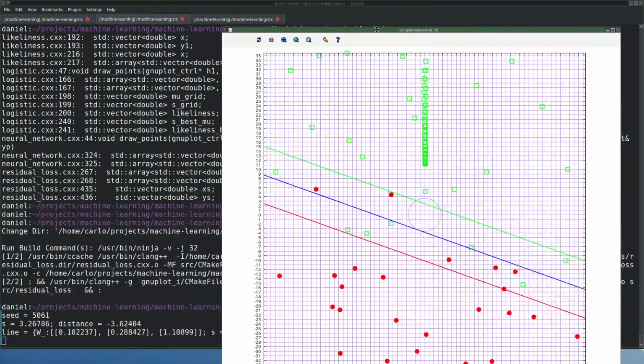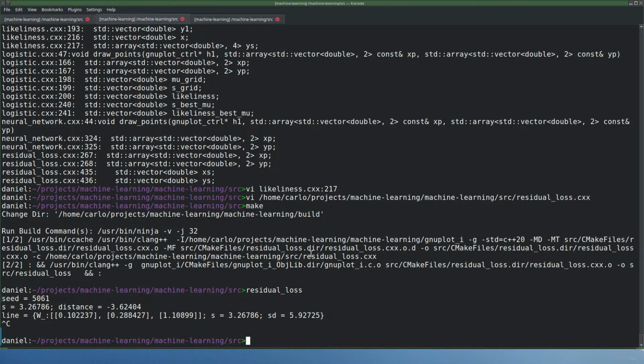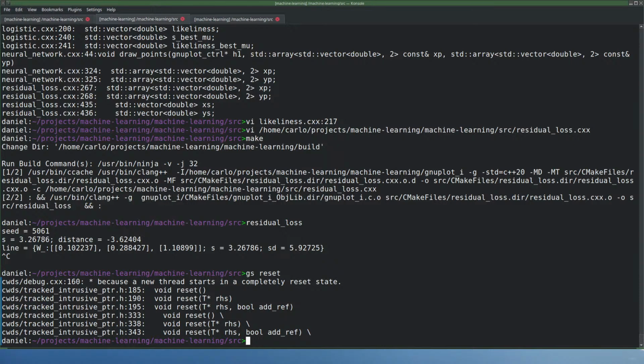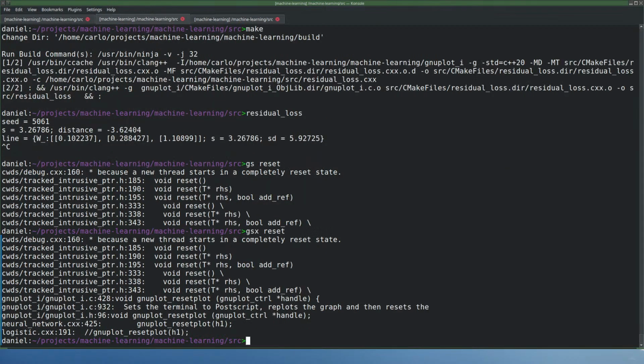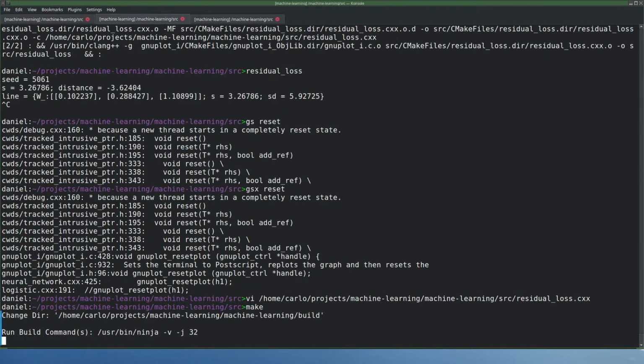What? I think it's drawing it as a green one in the same graph. No, I did not want that at all. How do I reset that thing? I think I have a reset written. It doesn't look like it at all. Reset graph. GNU-plot reset plot. Reset plot H1. I'm just going to brute force resetting the whole thing.